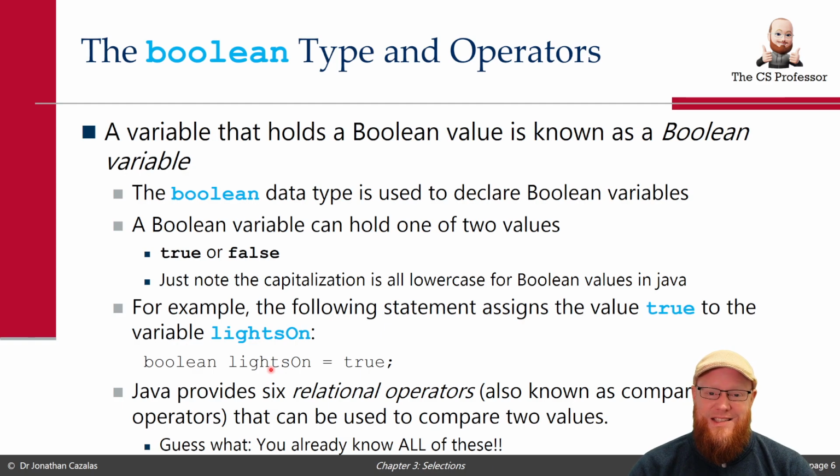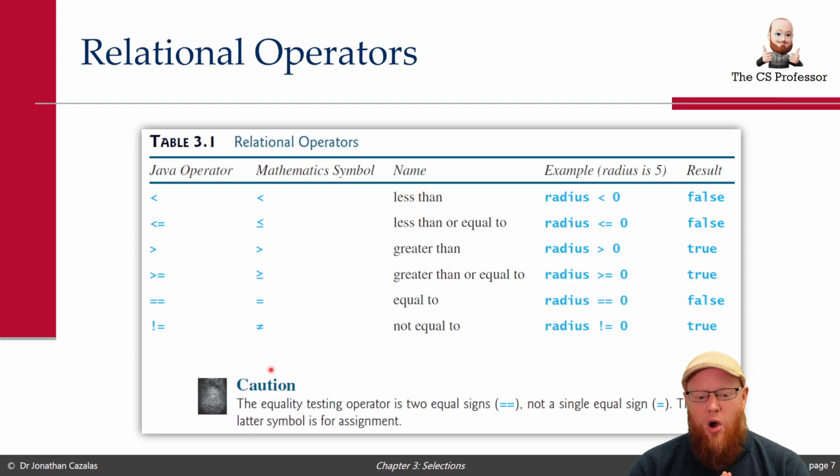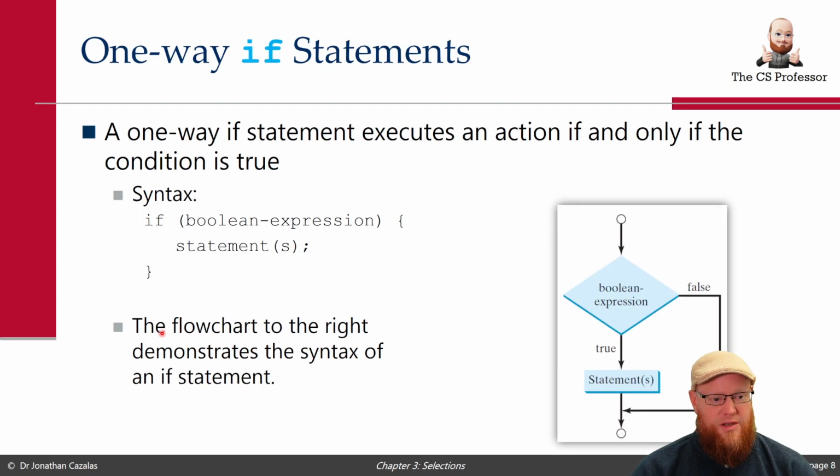Java gives us 6 relational operators that can be used to compare the values. And the good news, once again, nothing new here. You know all of these 6 relational operators. Less than, equals, greater than or equal to, and even not equals. You know, this is identical to Python. That's why we can go quickly through all of this.